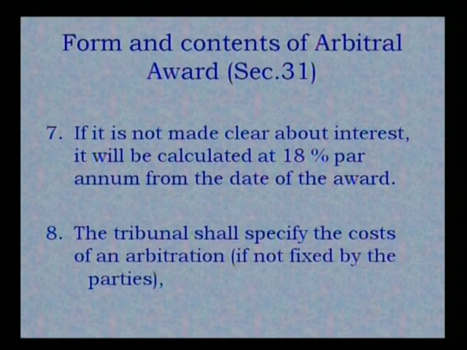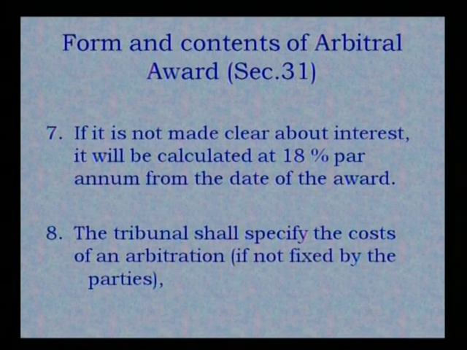But if the agreement is silent on this feature, that interest will be calculated or the sum for penalty will be divided into 3 parts or 4 parts, whatever. These kinds of provisions are missing in the agreement, which agreement? The agreement under which the clause of arbitration was included. So in that case, the further provision of section 31 says that if it is not made clear about interest, it will be calculated at 18% per annum from the date of the award. And the next clause is, the tribunal shall specify the costs of an arbitration if not fixed by the parties.